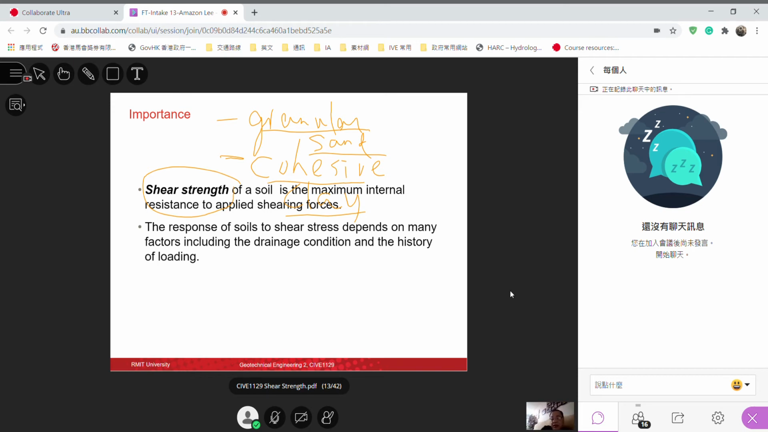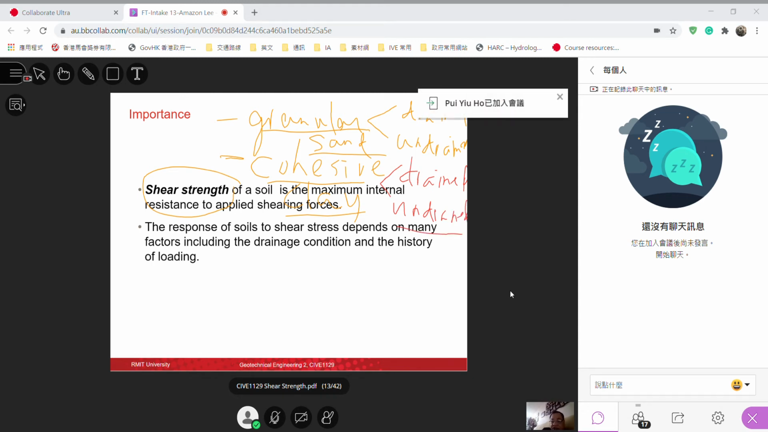First of all, we need to know, is it granular material or cohesive material? And second thing, we have to ask, what is the drainage condition? Is it drained or is it undrained? How fast is the loading compared to the dissipation of pore pressure? If the loading is applied fast, then the excess pore pressure doesn't have a chance to dissipate, and we call it undrained condition. That means the excess pore pressure will not have a chance to dissipate. It will stay in the soil matrix.